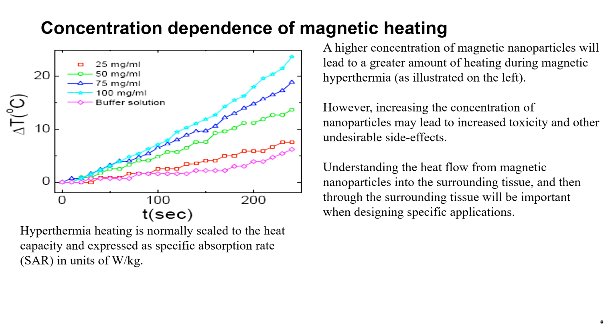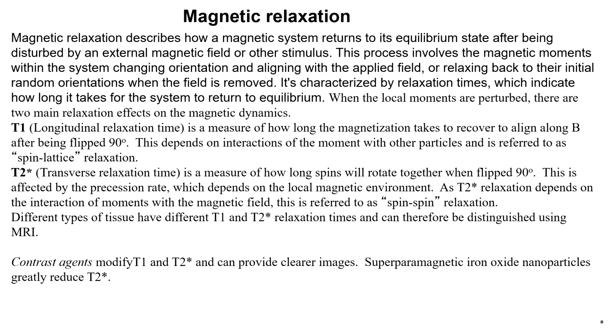So understanding the heat flow from magnetic nanoparticles into surrounding tissues and then through surrounding tissues will be important when designing a specific application. And again, as I have mentioned, it's in experimental stages and people are working on it. So magnetic relaxation describes how a magnetic system returns to its equilibrium state after being disturbed by the external magnetic field. So Brownian movement and Néel relaxation are happening because of the external magnetic forces which are applied, and this process involves the magnetic moments within the system changing orientation and aligning with the applied field and relaxing back to their initial random orientations when the field is removed.